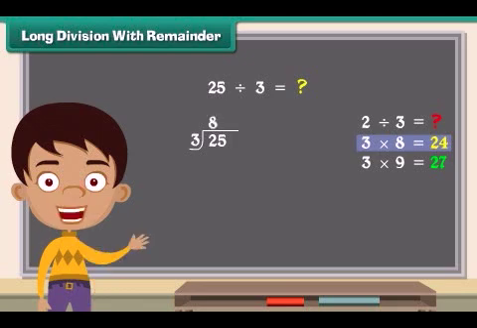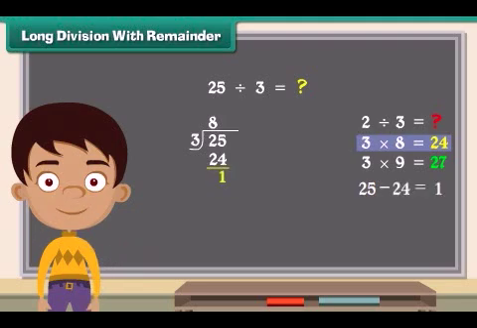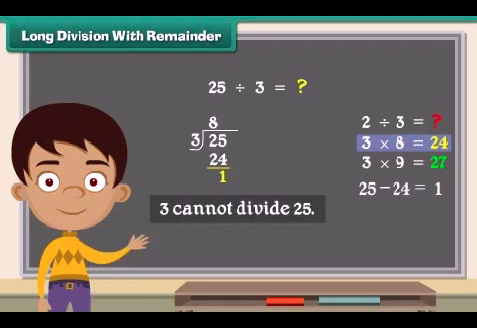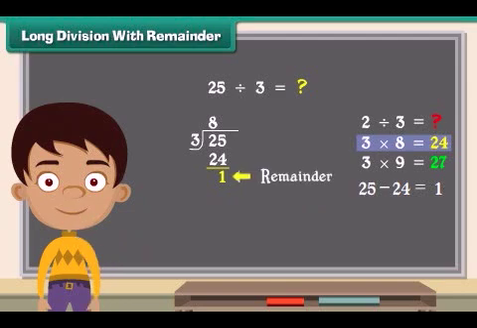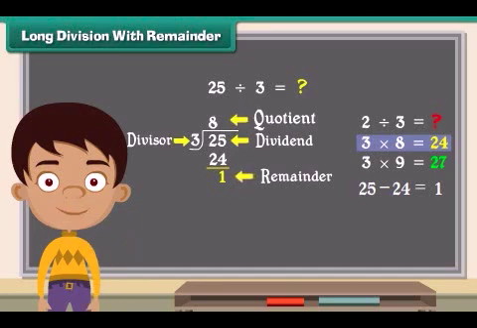So put 8 right above 25, and put the answer below 25. Now subtract. 25 minus 24 is 1. We can see 3 cannot divide further as we get a remainder of 1. Here 25 is the dividend, 3 is the divisor, 8 is the quotient, and the remainder is 1.